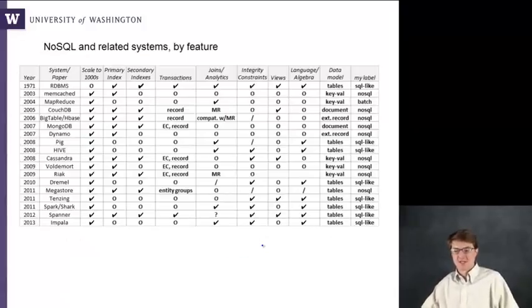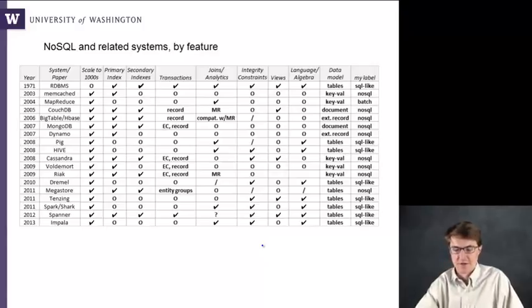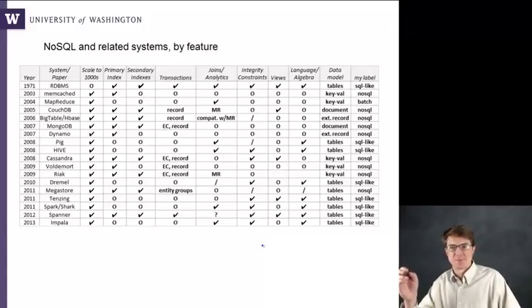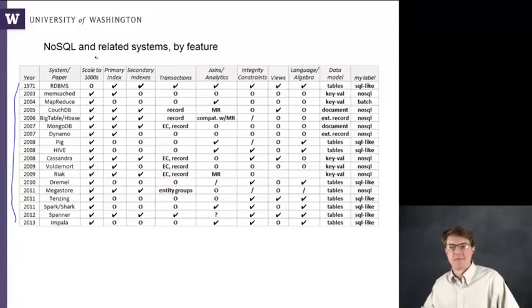And so I want to use this table as a way to organize the roadmap for this discussion. What I've done here is tried to list out by feature a bunch of relevant systems in this space, and right now they're sorted by time. These features are admittedly selected by me for what the important ones are, but I don't think they'd be too controversial, and I don't think there's anything obviously missing here either. Okay, so going through these briefly.